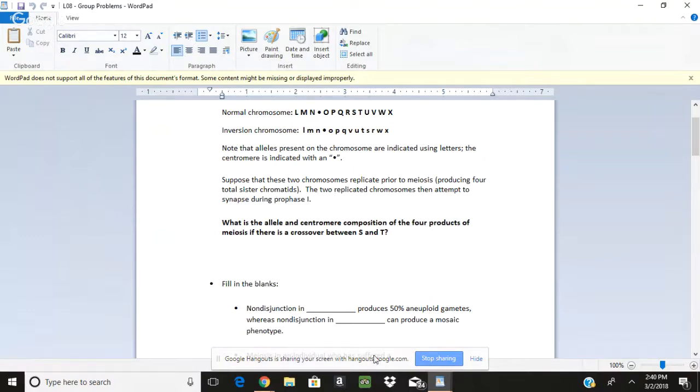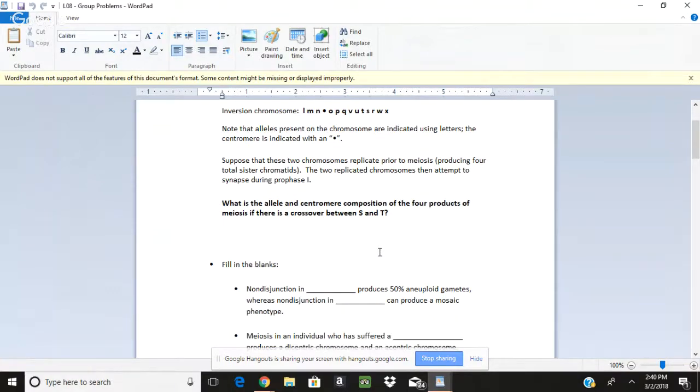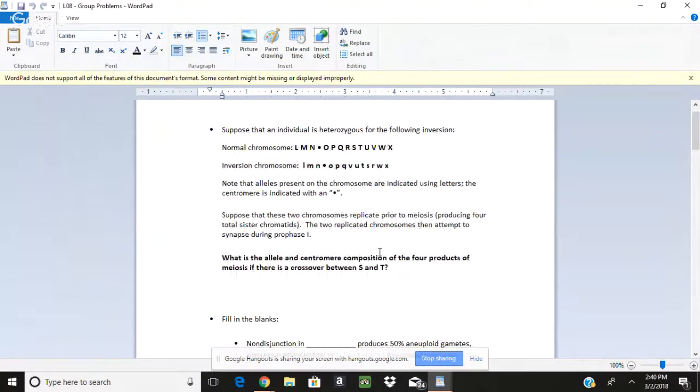that swapped the alleles. So one of the products of meiosis is going to have all of these capitals, L, M, N, O, P, Q, R, then lowercase u and lowercase t, because that's the part that crossed over with the inversion chromosome, and then all capital U, V, W, X. The swap of that on the inversion chromosome, the crossover resulted in it being all lowercase L, M, N, O, P, Q, V, then capital S and capital T. That's what it received from the crossing over with the normal chromosome. Then all lowercase S, R, W, X. And those are the 4 products of meiosis after the crossover occurs.